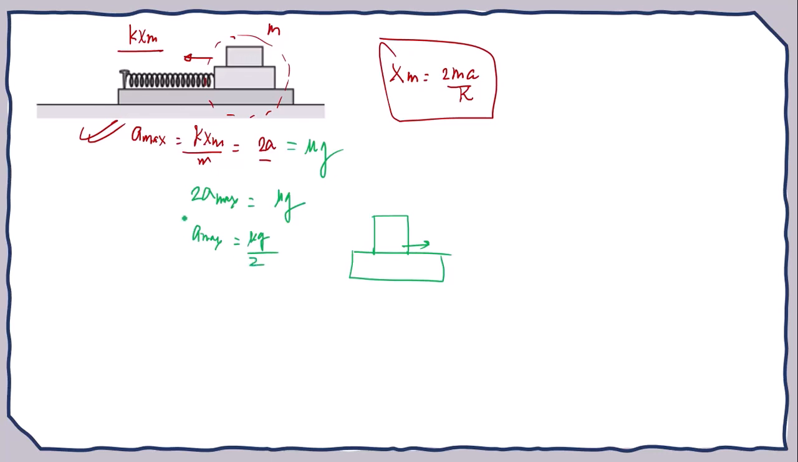This is the maximum acceleration with which the plank can move so that there is no slipping or no sliding between the bar and the block system. Between these two bodies there is no slipping, no sliding whenever the plank is moving with this much acceleration. So that is our answer.